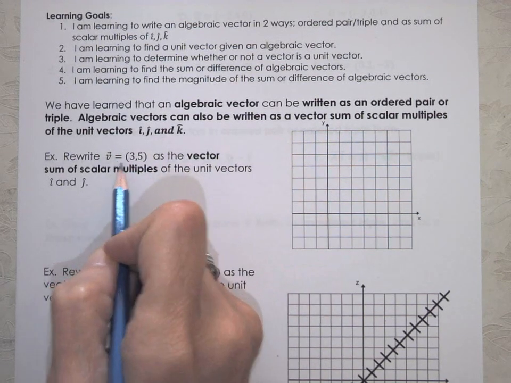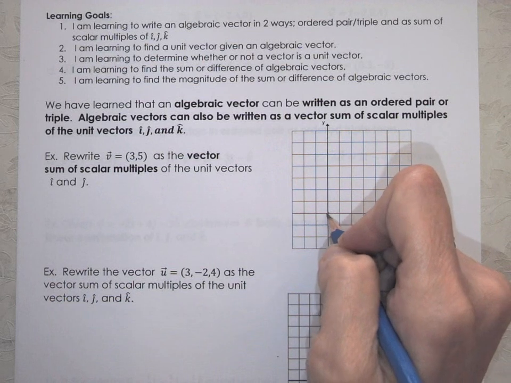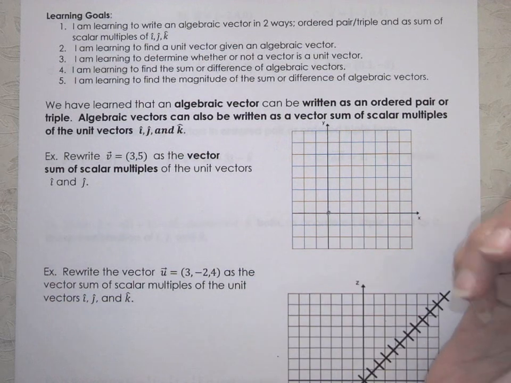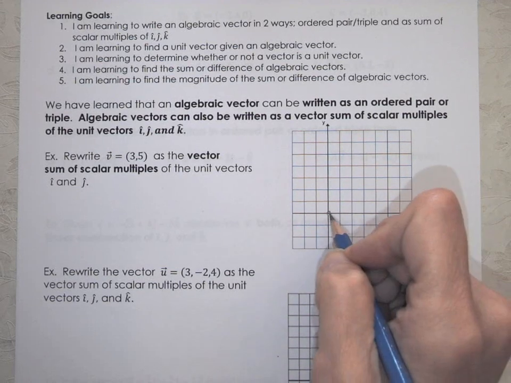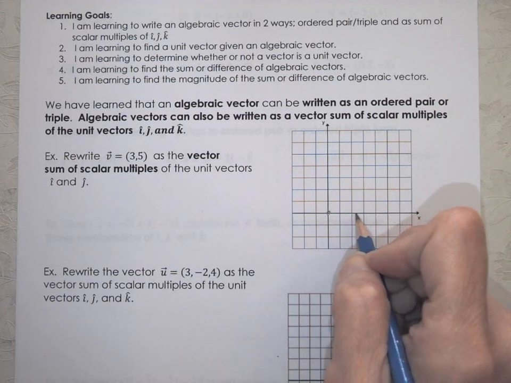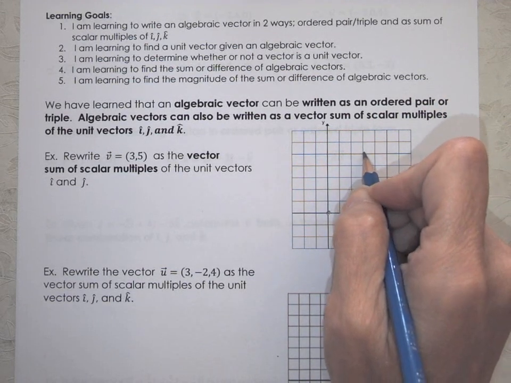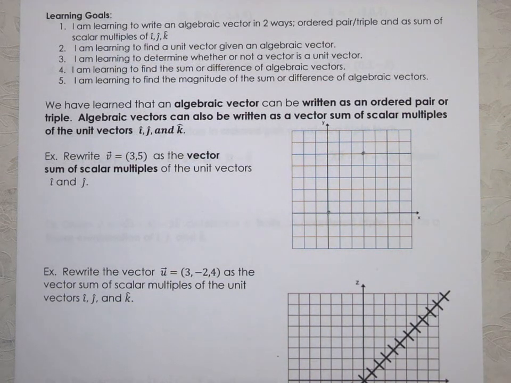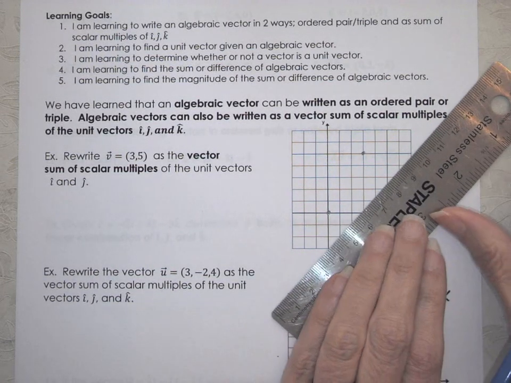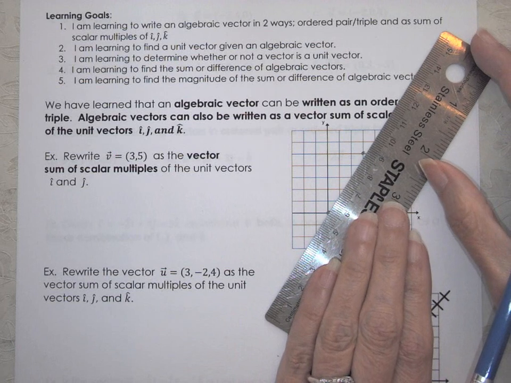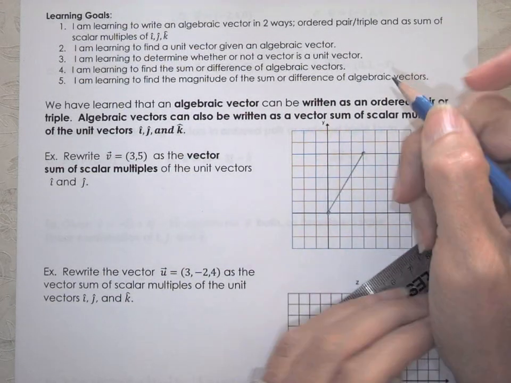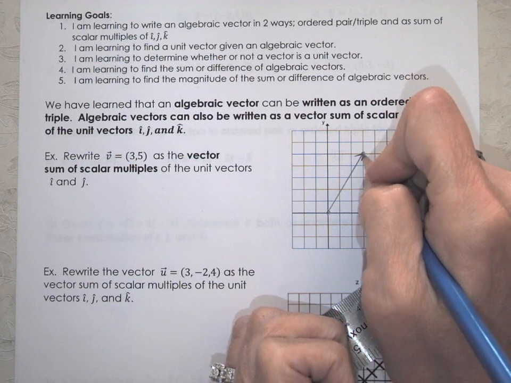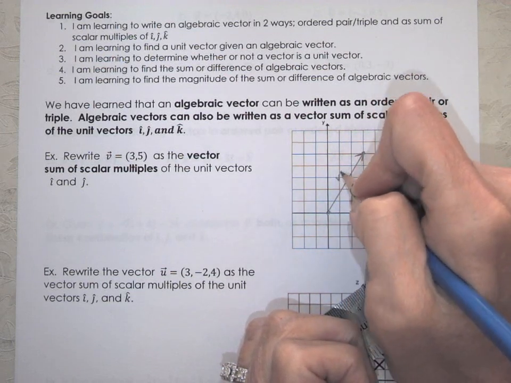So first I'm going to draw this vector, so we know its starting point is at 0, 0, and its ending point is at 3, 5, and in 2 space this is the x-axis and the y-axis. So there's the ending point there. And then we can draw in this vector. So there's our vector. This is vector v.